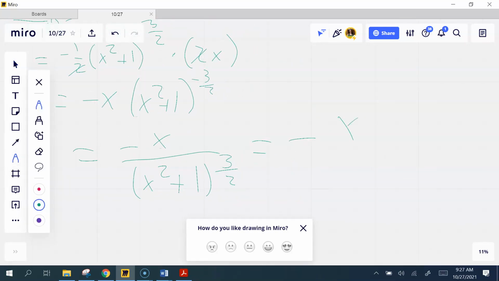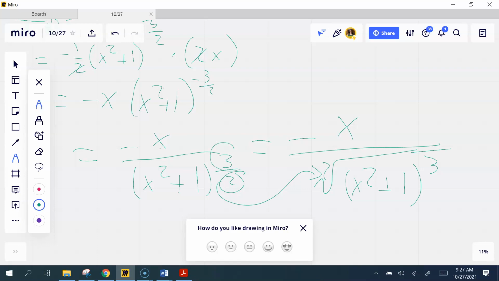Right, so we got negative x over. We're going to put this into a radical, so it'll be the square root because the denominator is a 2. So you don't even have to write the 2. x squared plus 1 cubed. The bottom is the root. Yes, a square root is just a square root. So the numerator is the exponent, yeah.